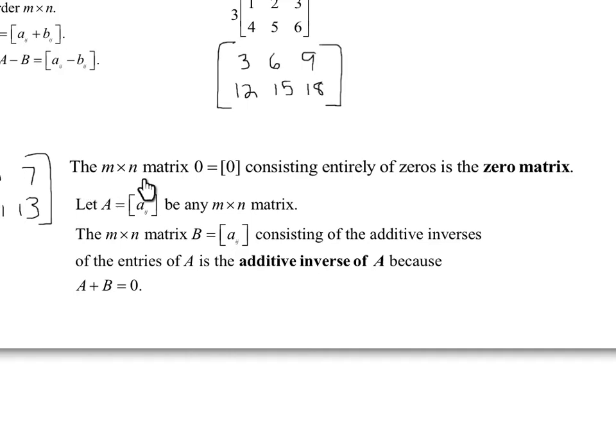Now, the m by n matrix 0, consisting entirely of zeros, is the zero matrix. Okay? So it says let A, matrix aij, be any m by n matrix, and let the m by n matrix B, bij, consist of the additive inverse of the entries of A. B is the additive inverse of A, because A plus B equals 0. So if you ever add two matrices together and they all equal zeros, then that was an additive inverse. That's just a property.